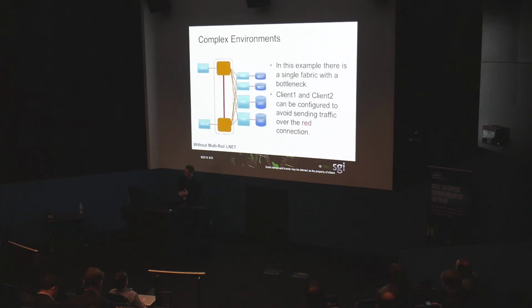So in a more complex configuration with multi-rail LNET, we have a single fabric with multiple switches within that fabric. And what we get within this configuration, between the two switches, is what can potentially become our bottleneck. Client 1 and client 2 are okay when they're communicating by themselves through their same switch, but if there's any type of cross communication that has to go between those two switches, there's potential performance degradation within that configuration.